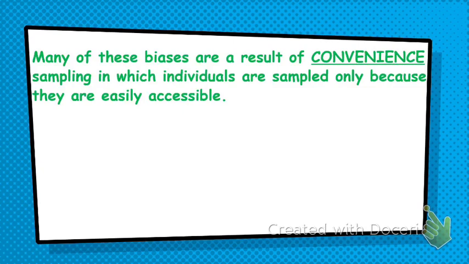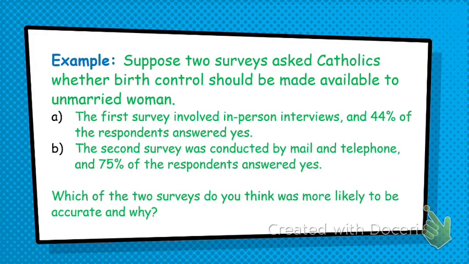Either way, many of these biases can be a result of convenient sampling, in which individuals are sampled because they are easily accessible, which we've already talked about. So going back to the response bias based off of poorly worded questions, here's an example.